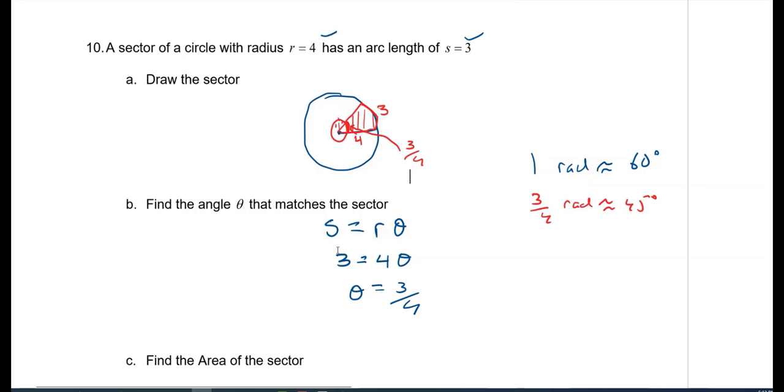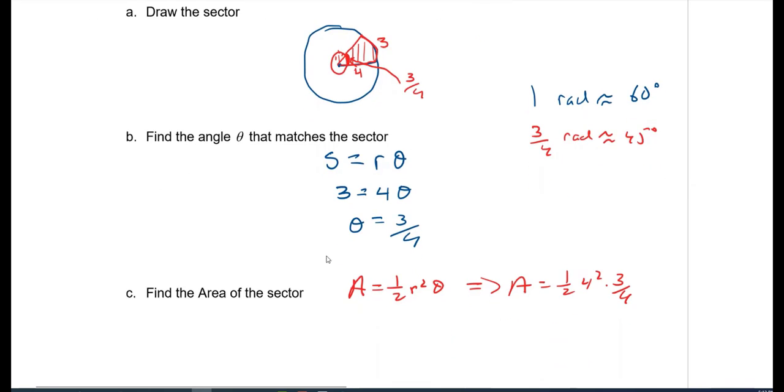In the area, there's a couple different ways to find the area. The easiest way is just 1/2 r squared theta. That's the formula we used. So area is equal to 1/2 times the radius squared. The radius of the circle is 4 squared times theta, which we now know to be 3/4. That gives me, scroll up a little and try to keep the picture. There we go. That's 16 over 2.